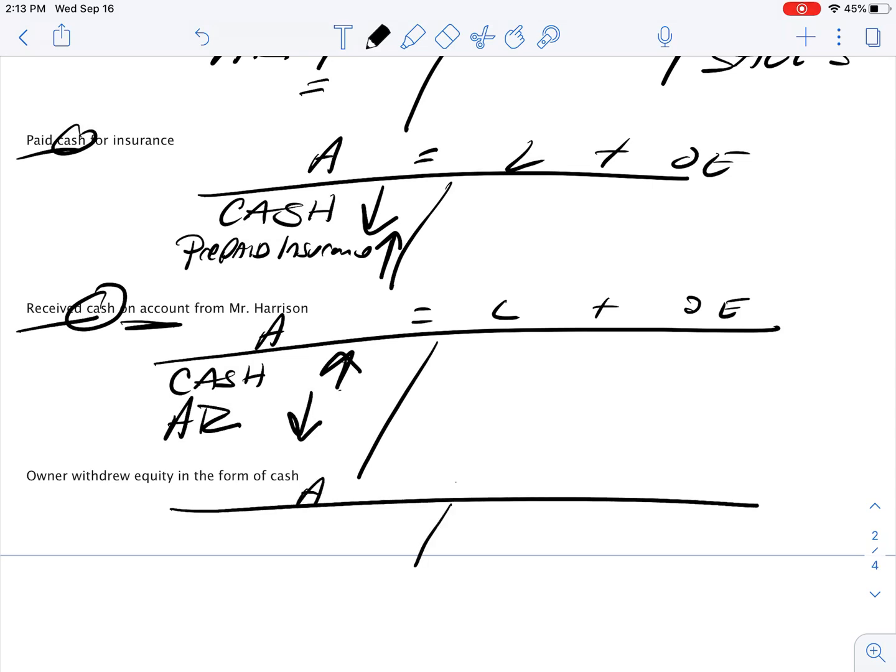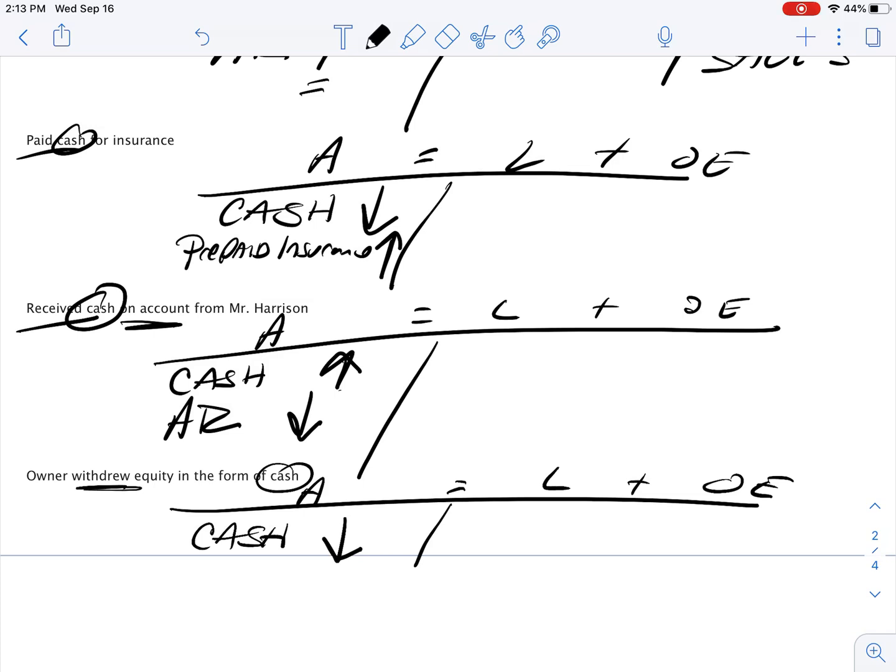Lastly, let's look at this. Owner withdrew money in the form of cash. So let's take a look at this. We have cash in here, so we're going to use our cash account. Well, do we have more or less cash in this example? We actually have less cash because the owner withdrew. Think of it like if you went to an ATM and you withdrew money from an ATM. That withdrawal means money is going out, cash is going out.